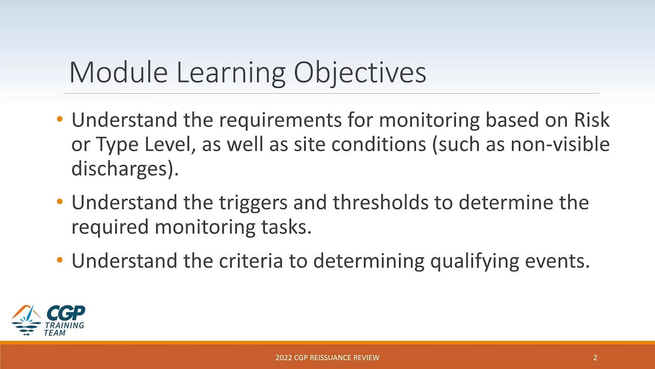The module learning objectives are to understand the requirements for monitoring based on the risk or type level, as well as the site conditions. We want to understand the triggers and thresholds to determine the required monitoring tasks, and understand the criteria to determine qualifying precipitation events.